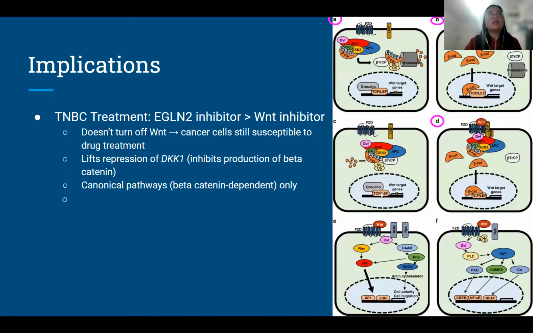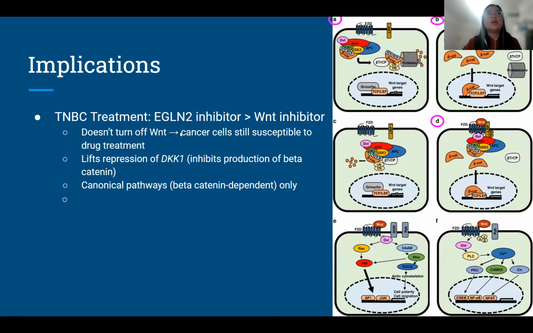Of course, the whole purpose of this paper is to say that this isolated EGLN2 inhibitor is actually a valid candidate for treatment of triple negative breast cancer. This is because, as we've said before, the Wnt inhibitor will turn off Wnt, and this will cause cell quiescence, and this will cause resistance to treatment drugs, and this is bad.